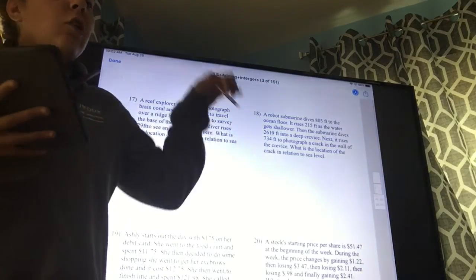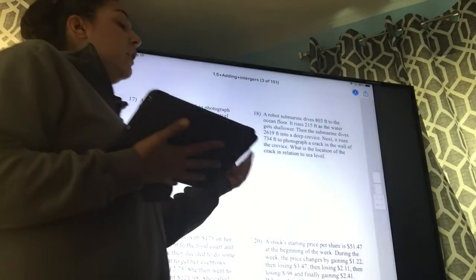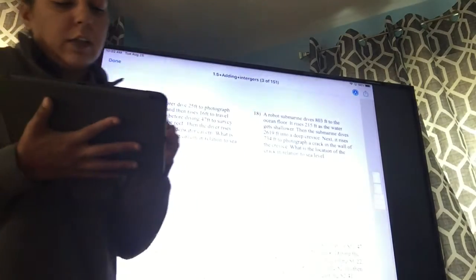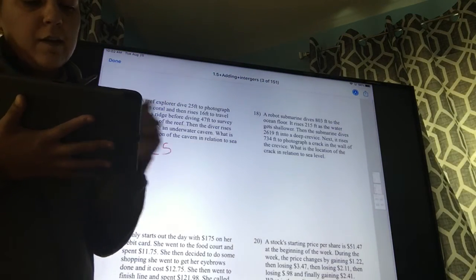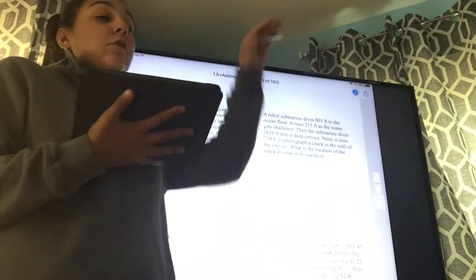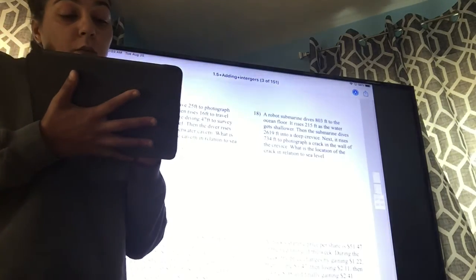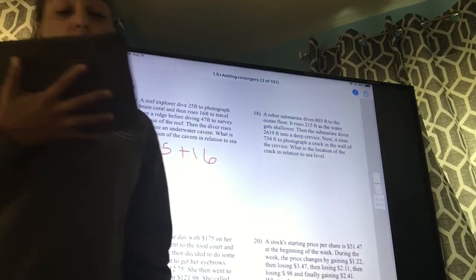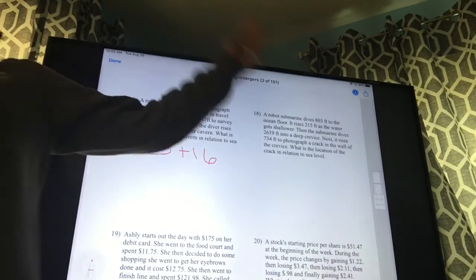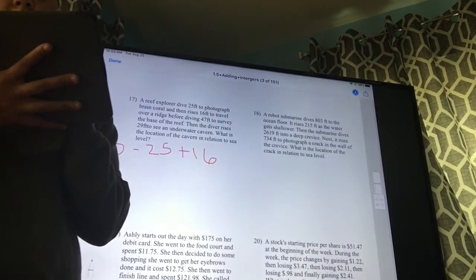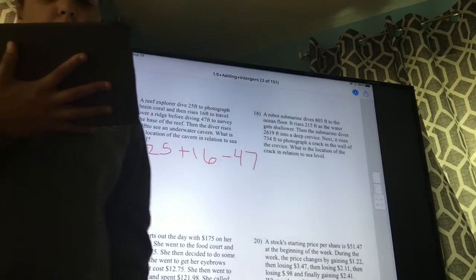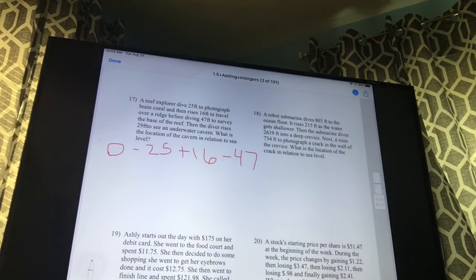Okay, and it said he dove 25 feet. So we need to think, is that going to be a plus or a minus? Well, if you dove down, it's going to be minus 25. Okay, and then he rose 16 feet. So plus 16. Over a ridge before diving another 47 feet. So he dove again, so minus 47. And then he rises another 29 feet, so plus 29.